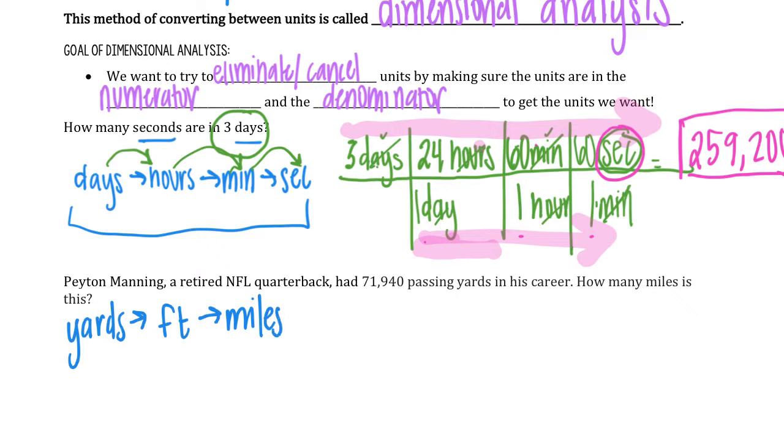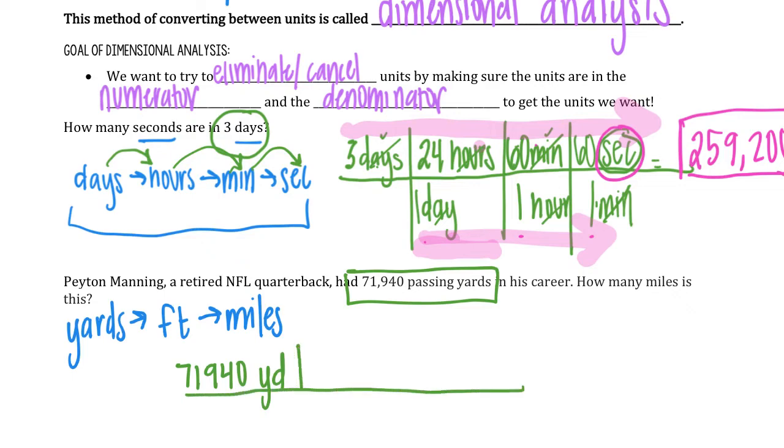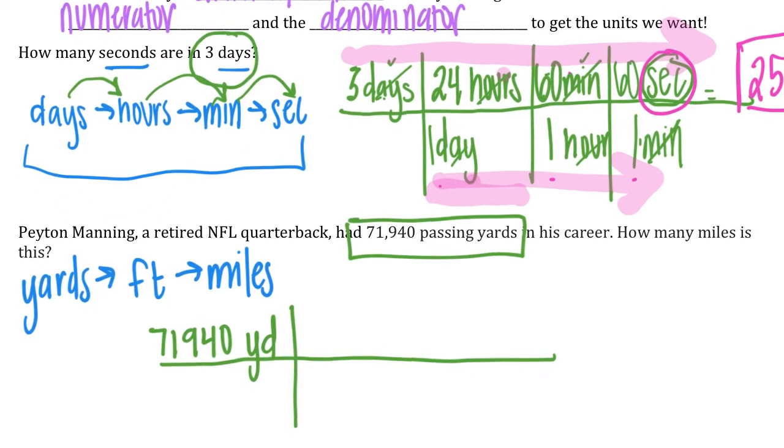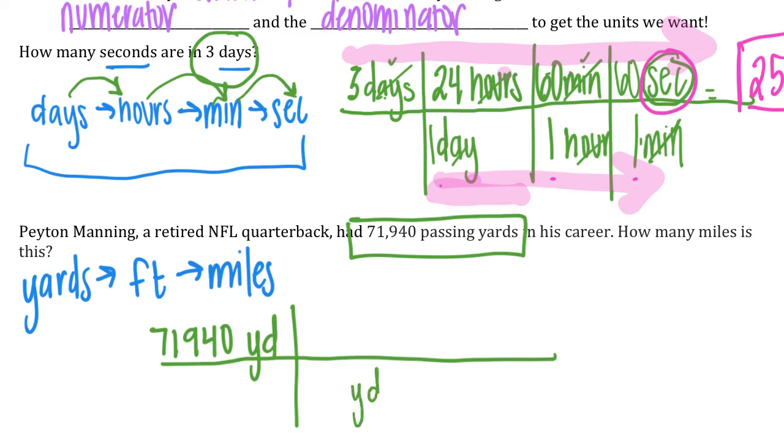Start out always with what you are given. In this problem, we are given 71,940 yards. We do not want this problem to end in yards. We want to cancel out that yards. So we're going to make sure that yards goes in the denominator. And our next unit, according to our map, is feet. So we're going to put feet right above there. You should know that 1 yard is equal to 3 feet. These yards will cancel, and now we're in the unit of feet.